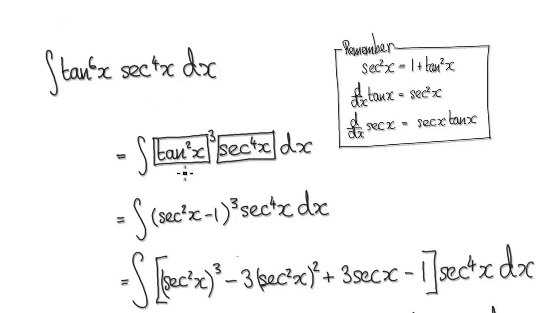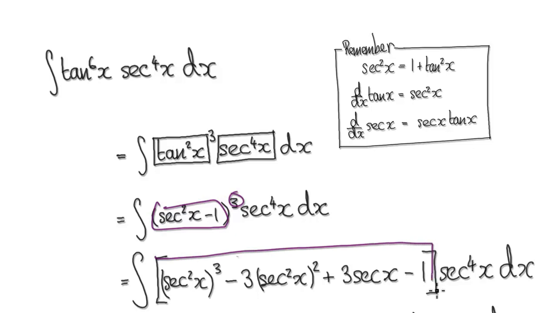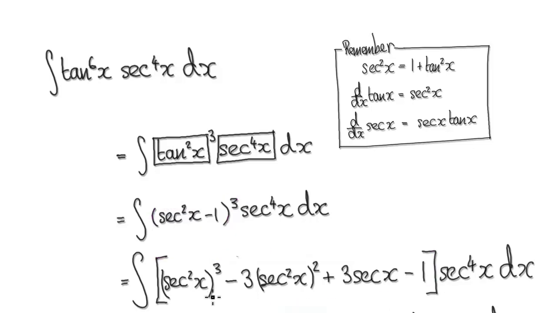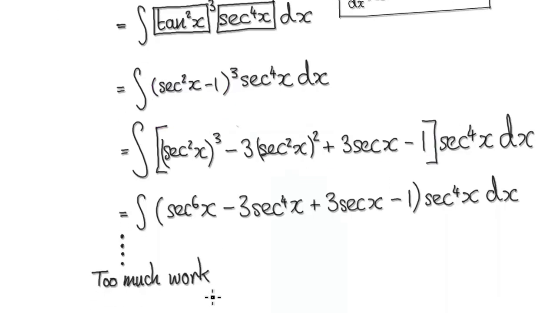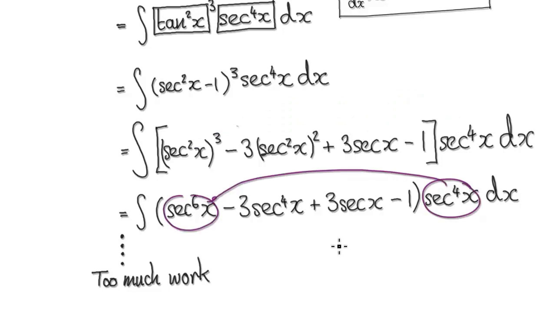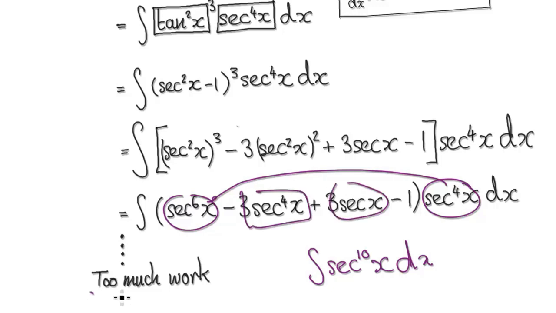So for example, this thing here to the power of 3, multiply it out, it will then give you this. So now we can get this times this, that would be secant to the power of 10. So we can use the reduction formula to work out secant to the power of 10 dx, and the same goes for all of these, but then it's a lot of work.